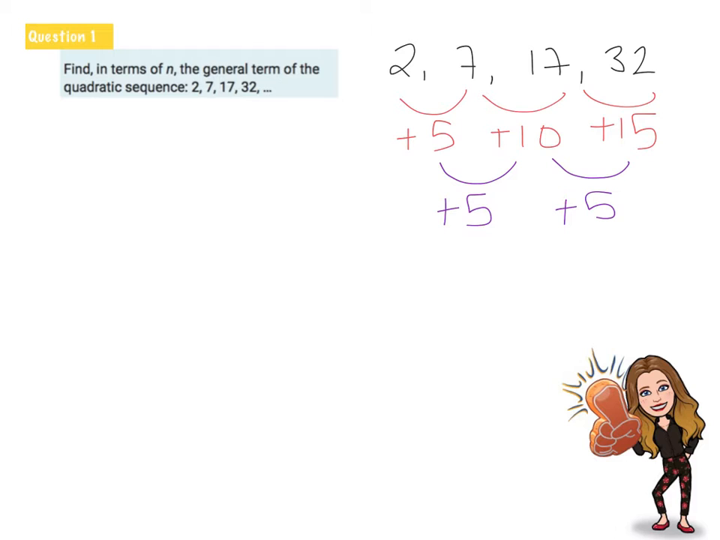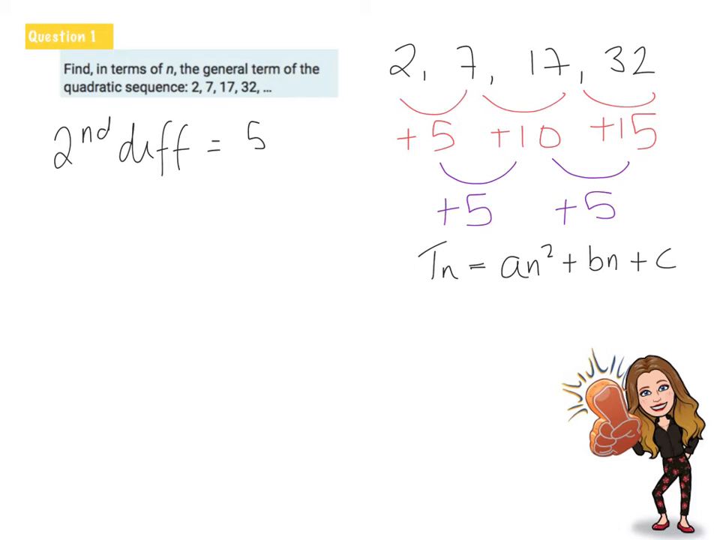Now, the Tn formula for a quadratic sequence is Tn equals an squared plus bn plus c. Our second difference is 5. So what we basically say is 2a, because it's the second difference, is 5. So a is actually 2.5, because we're dividing across by 2. So that's what we establish first.